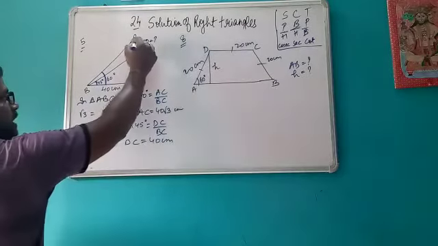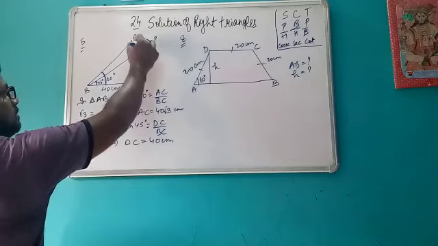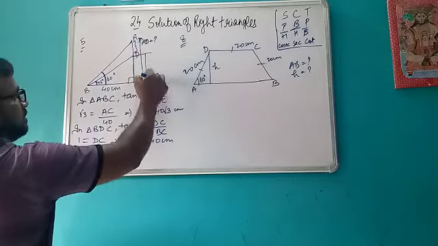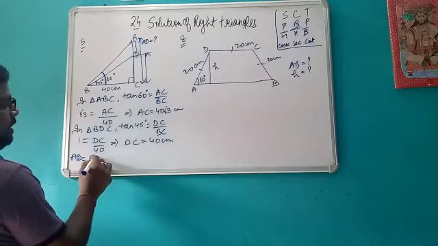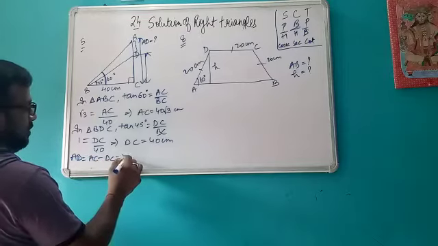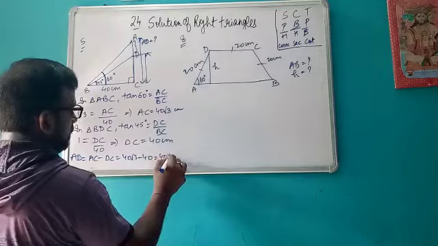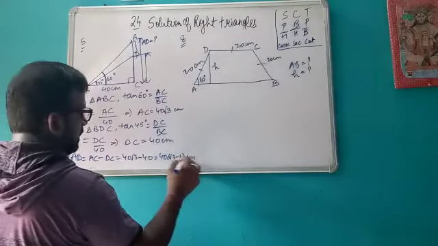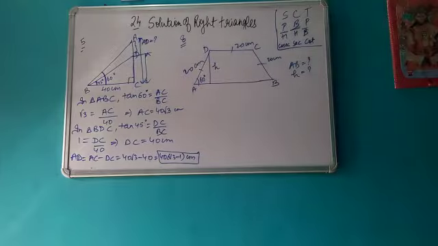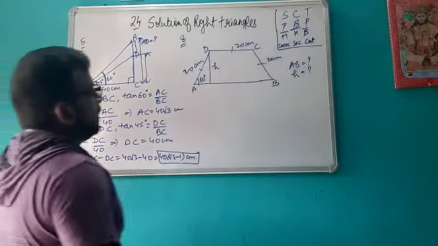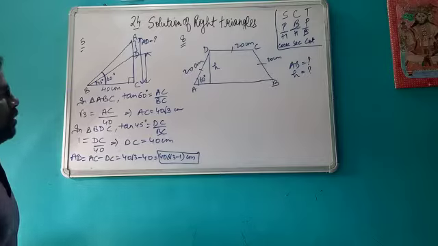Then if you see very carefully, this is AD. So AD will be equal to this minus this. That means what is AD? AD will be AC minus DC, or 40 root 3 minus 40, or you can write 40 root 3 minus 1 centimeter, like this. Okay, so like this you can solve. Let's see one more problem.